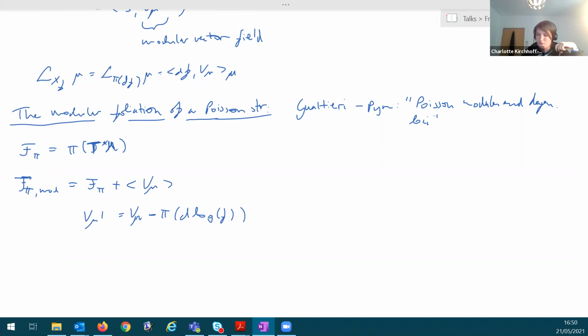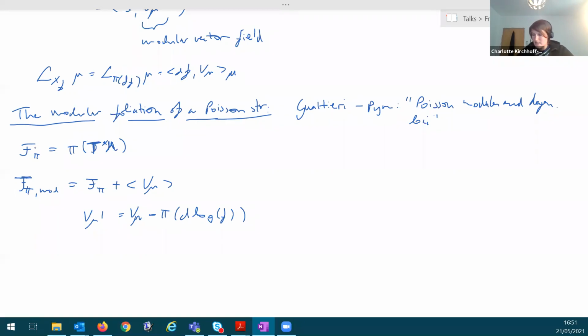So of course, we can see that a lot of the time, the modular foliation and the ordinary foliation of the Poisson structure will actually agree. So for a lot of Poisson structures that we like to study, the modular vector field is almost everywhere tangent to the Poisson foliation. So then there are only a few places where the modular foliation has an additional direction compared to the original foliation.